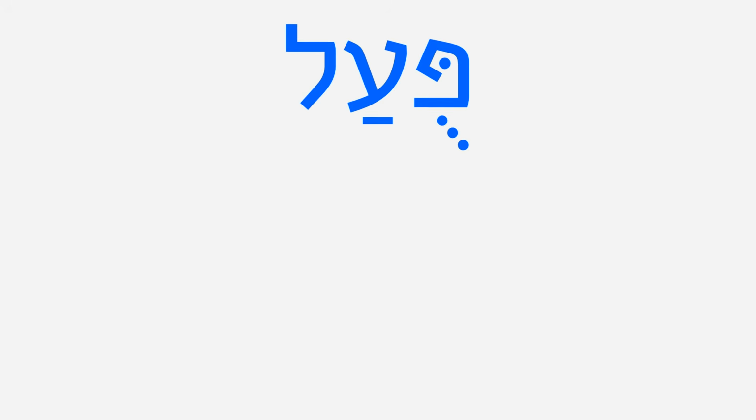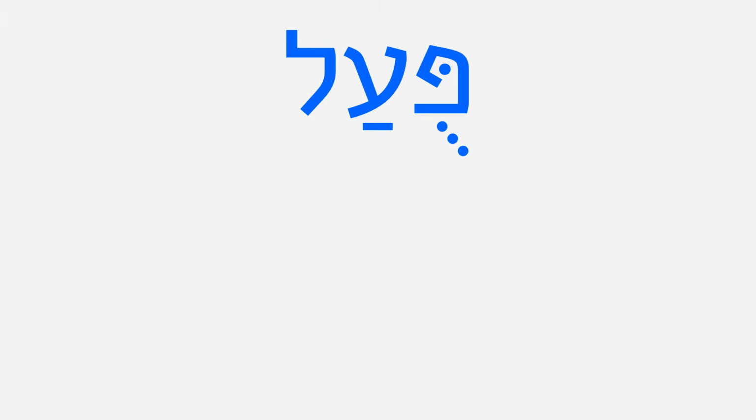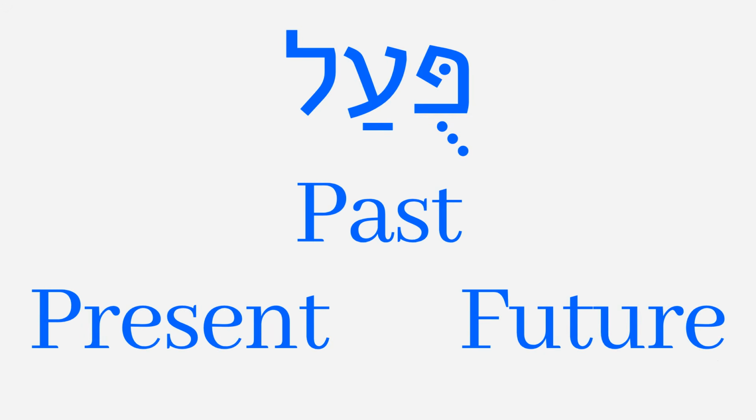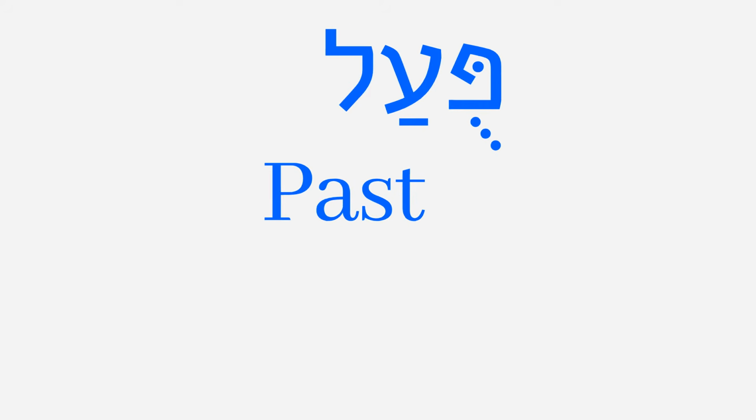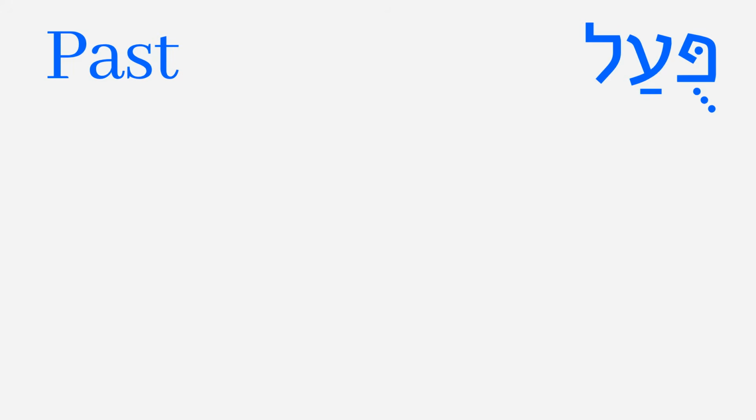Today, we are going to continue learning how to make and use the Pual binyan. This binyan has only three tenses: present, past, and future. Last time, we learned the present tense, and today, we are going to learn the past. Let's make all the past tense forms of the root Lamed Mem Dalet.